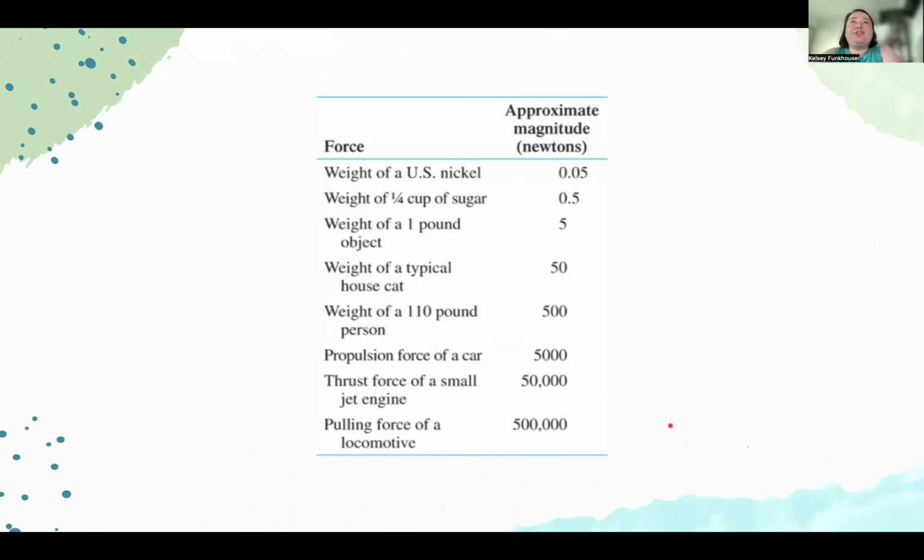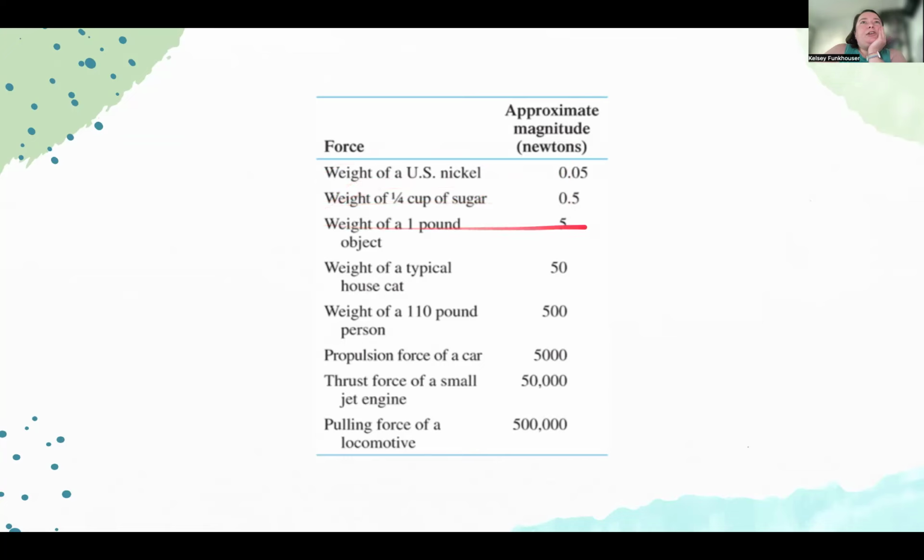A quarter of a cup of sugar is about half a Newton. A 1 pound object is 5 Newtons. A typical house cat is 50 Newtons, and my cats are pretty big, so they're definitely more than that. The weight of a 110-pound person is 500 Newtons. And so there are other examples that you can read.